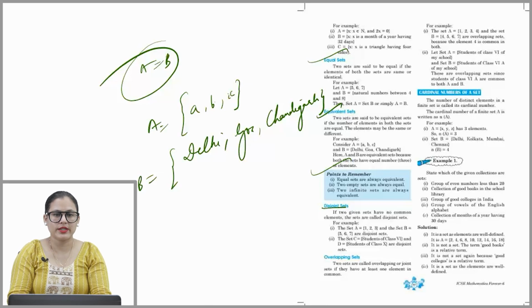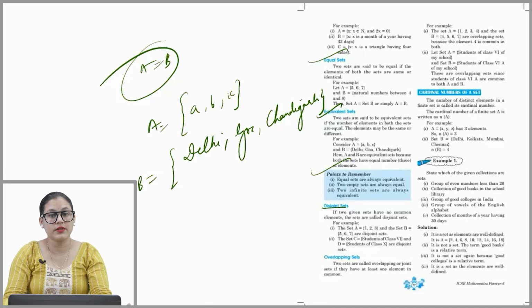Next is disjoint sets. If two given sets have no common elements, the sets are called disjoint sets. For example, the set A is equal to 1, 2 and 3 and B is equal to 5, 6, 7. These are disjoint sets. Second, the set C is equal to students of class 6 and D is equal to students of class 10. They are disjoint sets because they do not have any common elements. That's why they are disjoint sets.